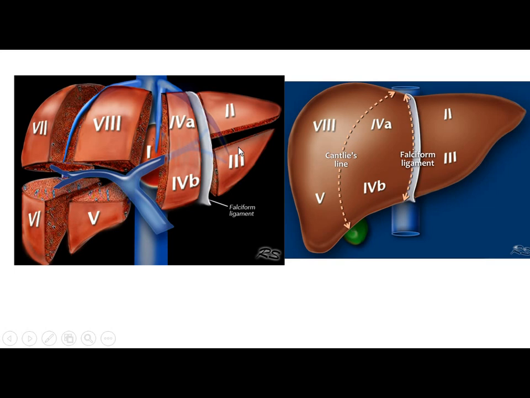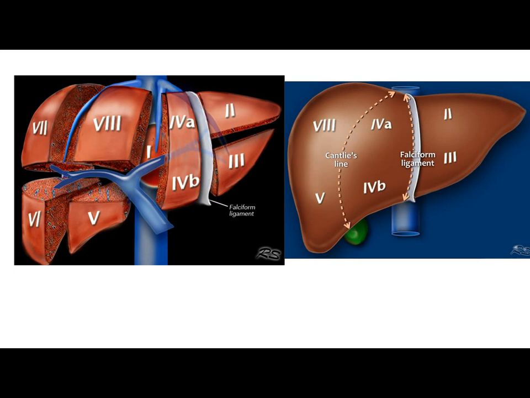Why is this division important? Why should we know it? Because it is surgically important. When the surgeon enters the abdomen, he wants to know which segment he will enter and resect the tumor. First of all, each segment has its own blood supply and biliary drainage, so they can remove a segment as a functional unit, the whole segment, without injuring the rest of the liver.